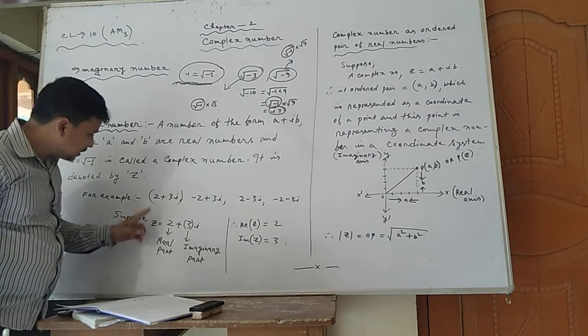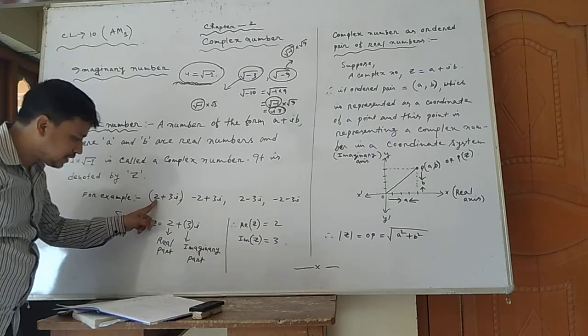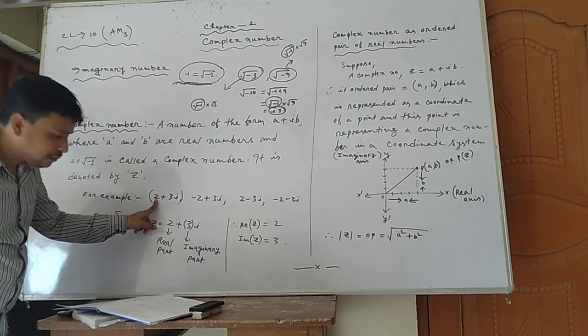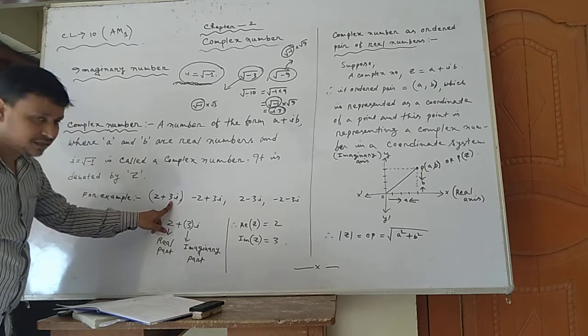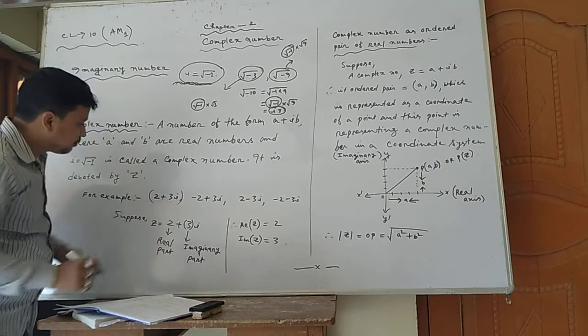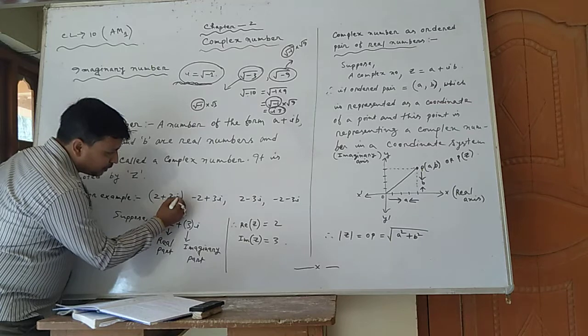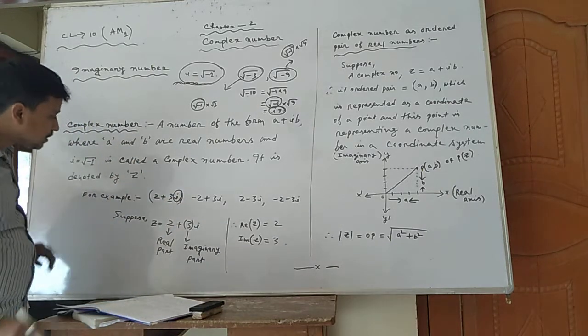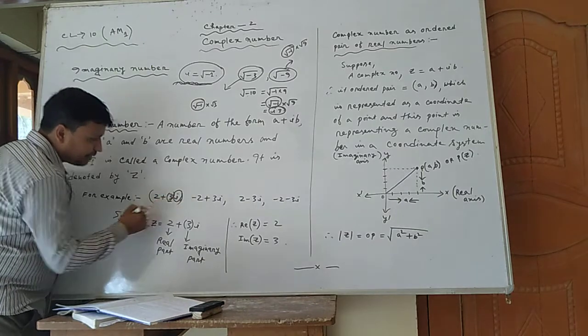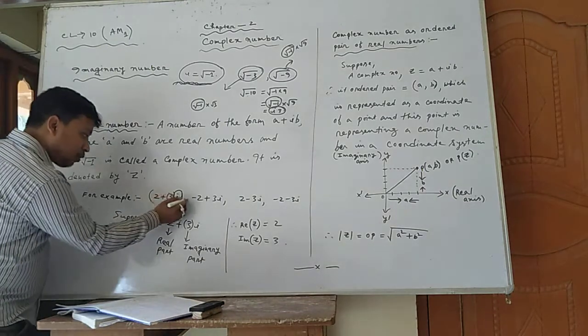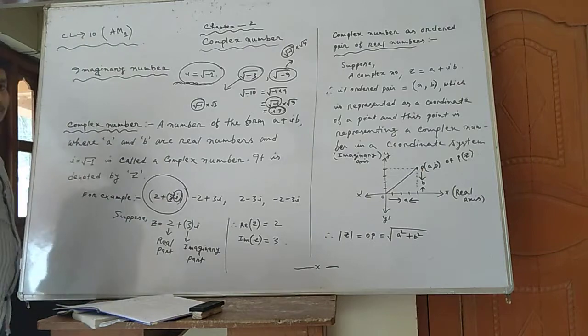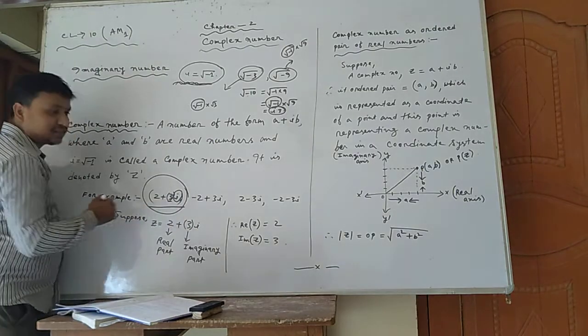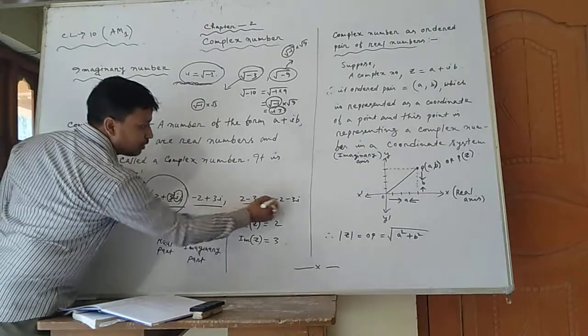Why? Because there are two parts. Here 2 is the real part and 3 is the imaginary part. Why imaginary part? Because the imaginary number is multiplied with this real number. That's why 3 is the imaginary part and the whole thing is called a complex number. This format is called a complex number.